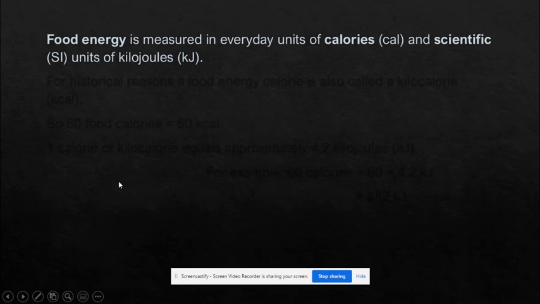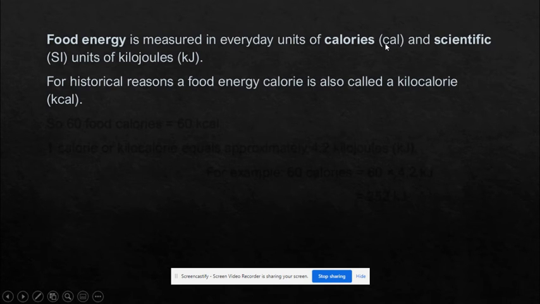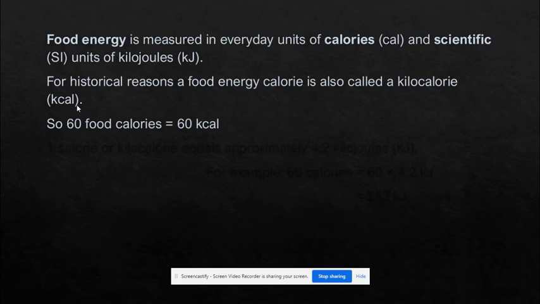All right, so food energy is measured in everyday units of calories. Those are called cal. And scientific units of kJ, it's a small k and a big J. So you've got calories and you've got kilojoules. For historical reasons, a food energy calorie is also called a kilocalorie. Okay, but we don't look at that very much. So 60 food calories equals 60 kilocalories.